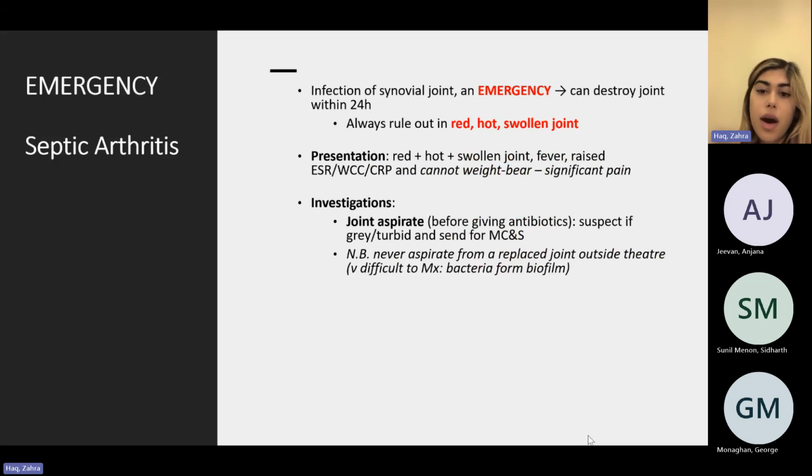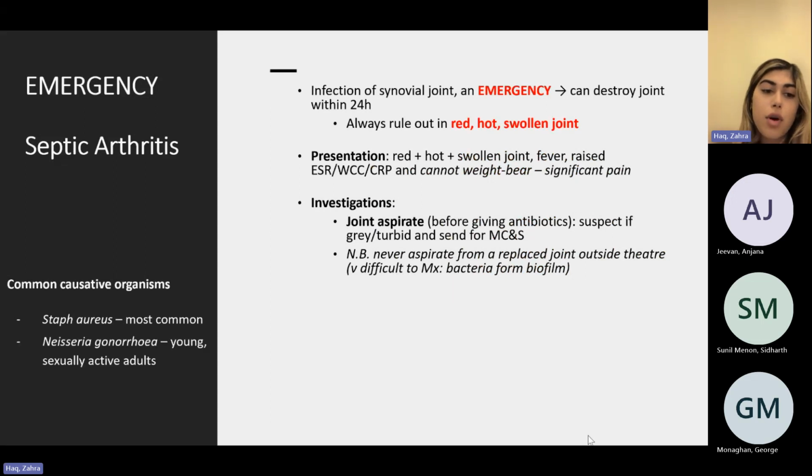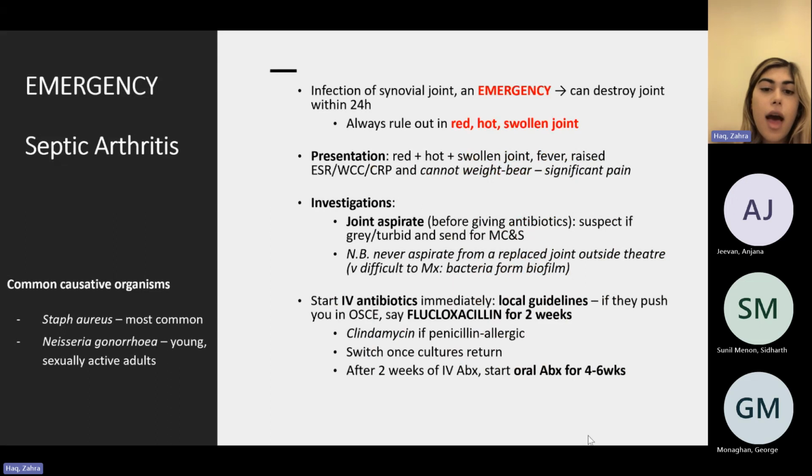Okay, so as another reminder as well, never aspirate a replaced joint. Joints that have undergone joint replacement will need to be given a lavage formally in the theatre. Okay, so the common causative organisms are Staph aureus, which is the most common, and Neisseria gonorrhoeae. This is the most common if you're looking at a young patient, sexually active adults.